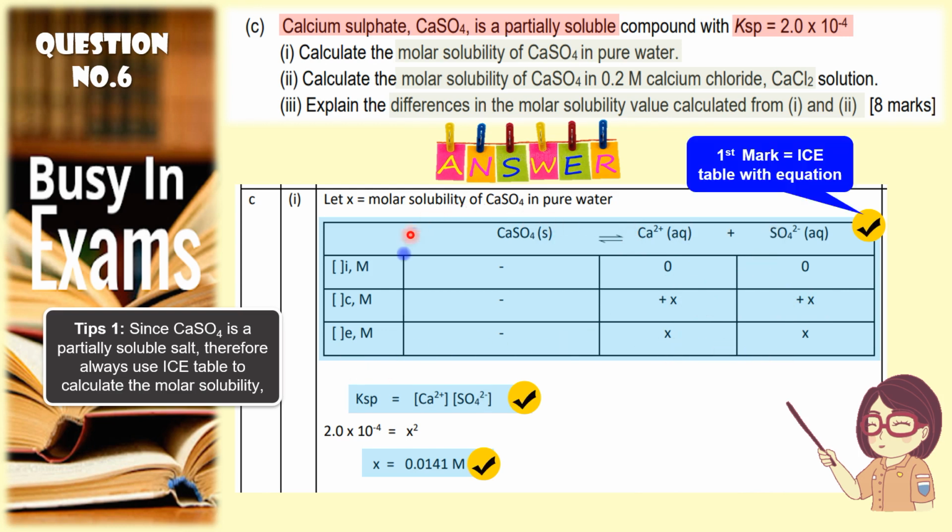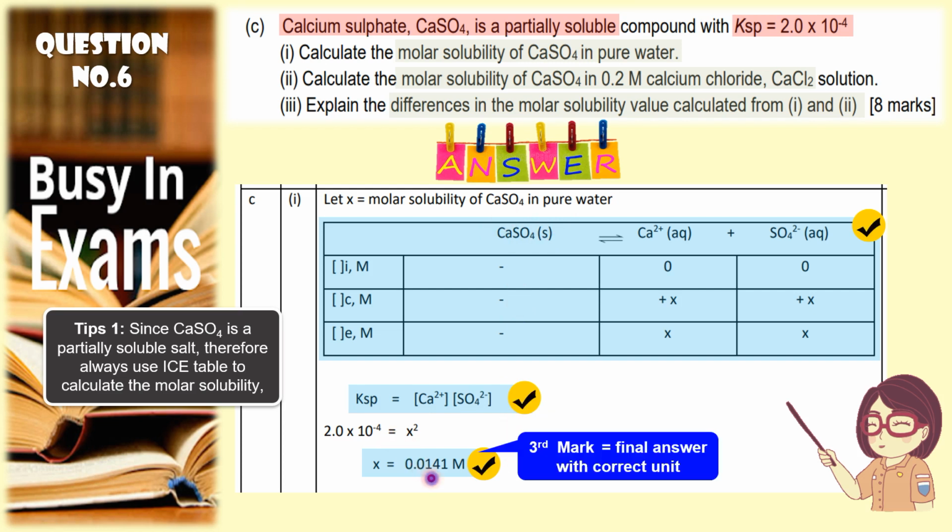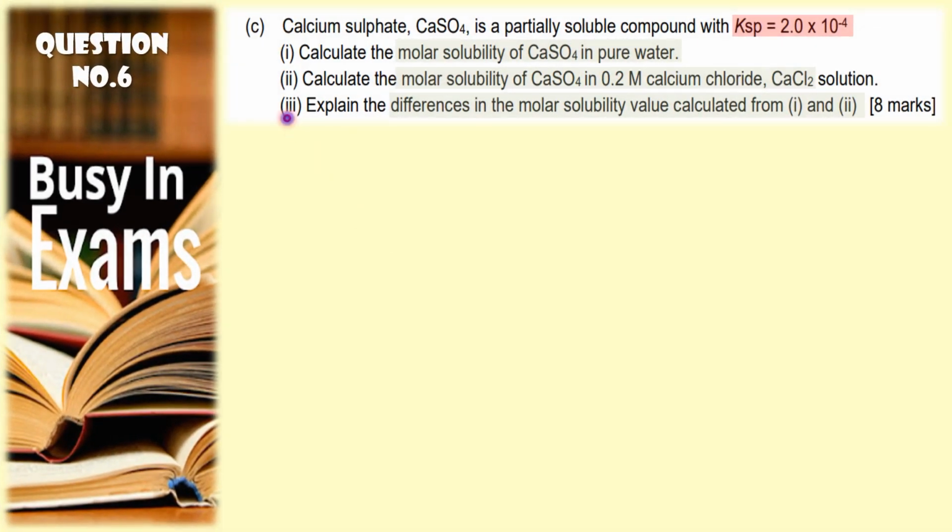First mark is for the whole ICE table, complete with the equation. Right. Second mark, you write the Ksp expression. Okay, so solid calcium sulfate is not included in the Ksp expression. Right, and then substitute and get the final answer. So the final answer with the correct unit, that is molar. Okay, the third mark.